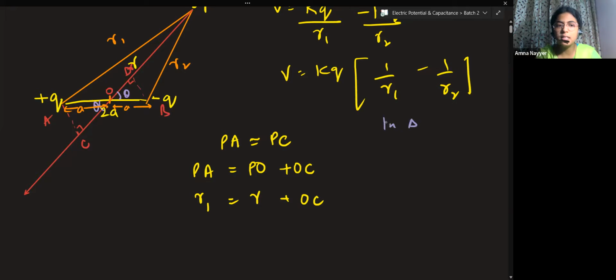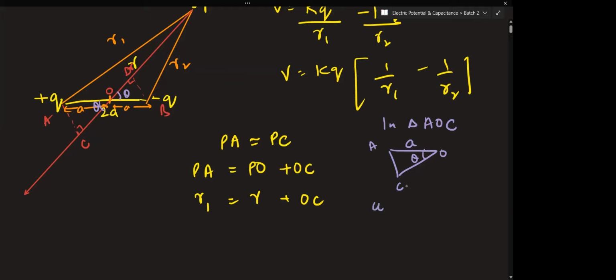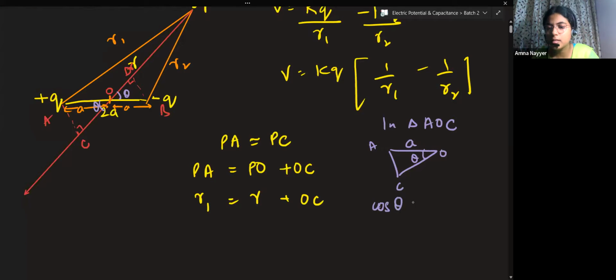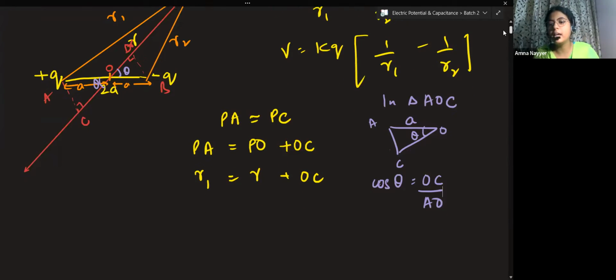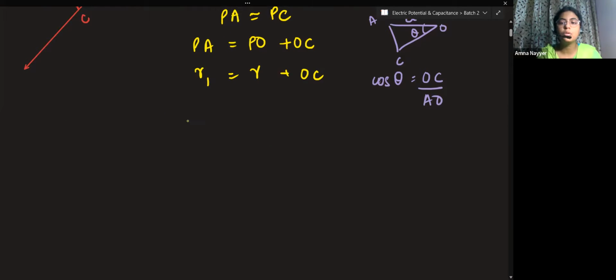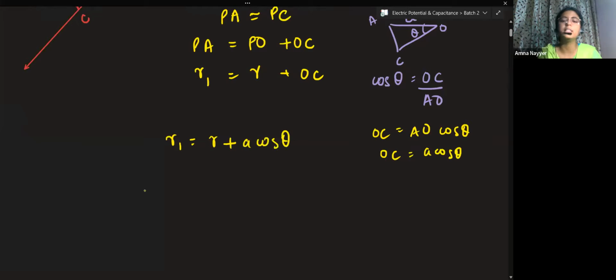Now see, if you consider this triangle AOC. Just look at this triangle AOC. This is theta. This is point A. This is point O. This is point C. This separation is OC, and this is small a. Now, if I write cos theta in this, cos theta will be OC divided by AO. So from here, I can get the value of OC as well. OC will be AO multiplied by cos theta, means OC is small a cos theta. So R1 will be what? R1 is R plus A cos theta. This is the value of R1.